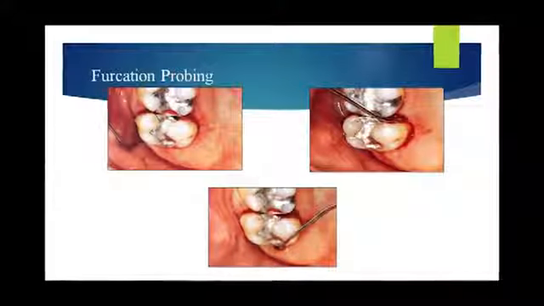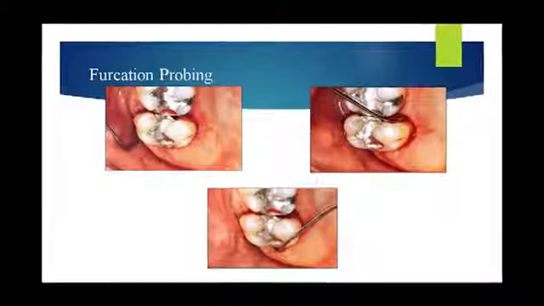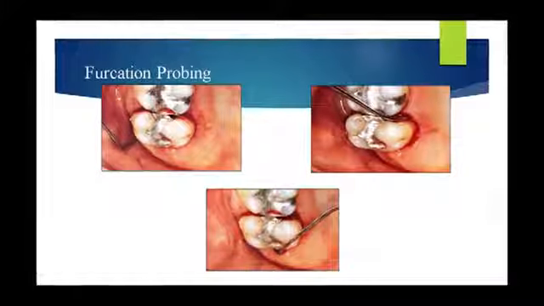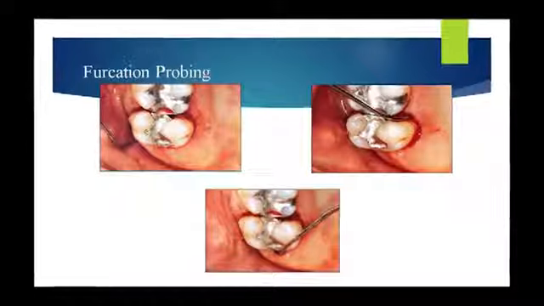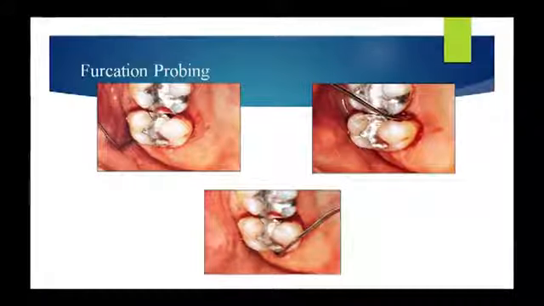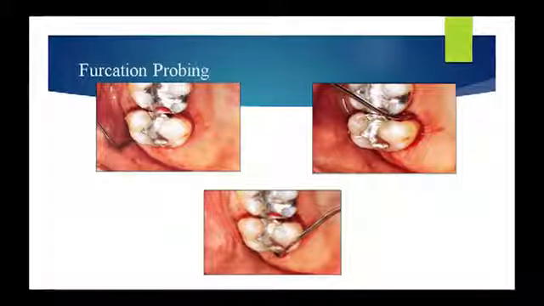The upper tooth has roots like this, right? So when you're probing, if you probe here, you'll hit the palatal root. If you probe here, you'll hit the buccal root. If you probe here, you're most likely going to hit the mesial root. So the angulation of your probe is important.